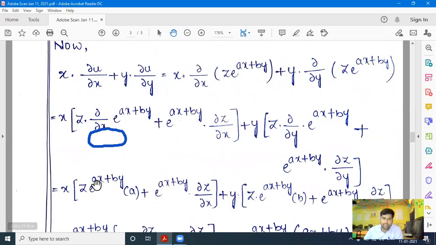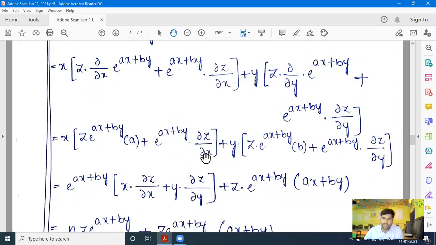Okay, so then that is a into z into e power ax plus by, plus e power ax plus by into dou z by dou x, plus y into z into e power of ax plus by. So here, differentiation with respect to y, dou by dou y into e power ax plus by. Partially differentiating with respect to y, ax becomes 0, plus by differentiation is b into dou y by dou y, so that is 1. So then that is b.